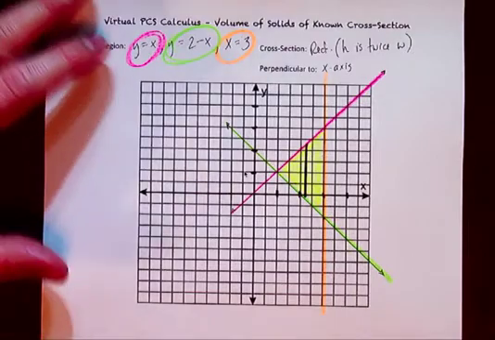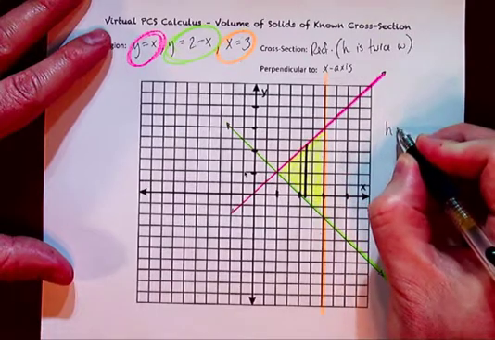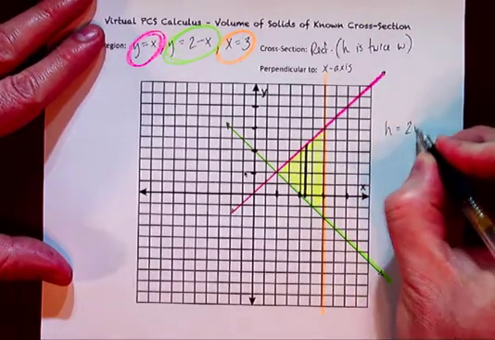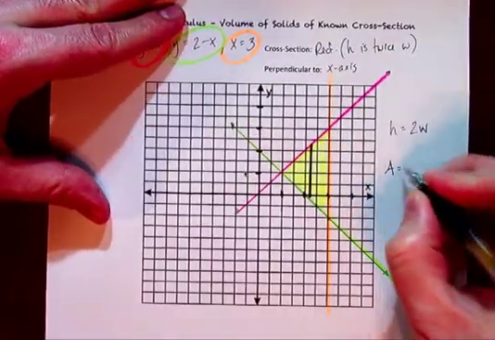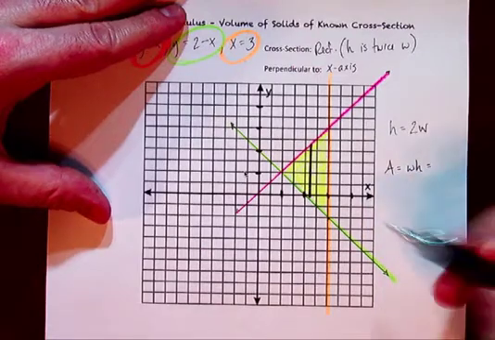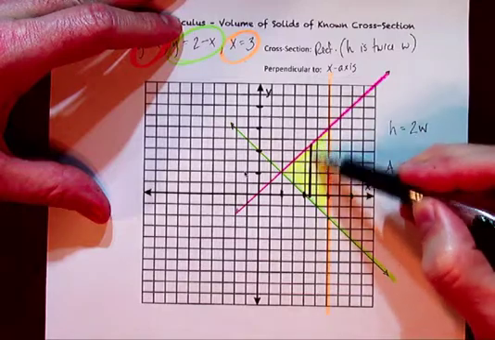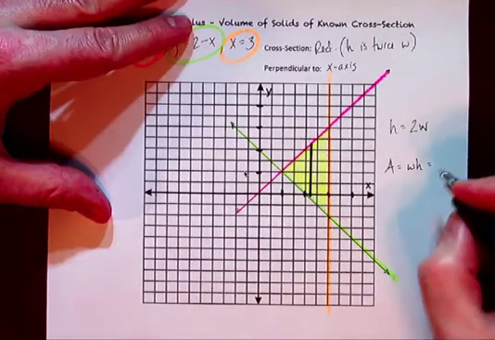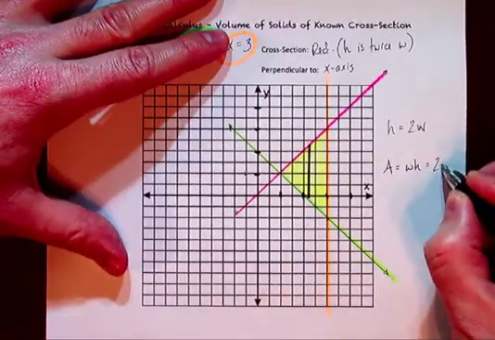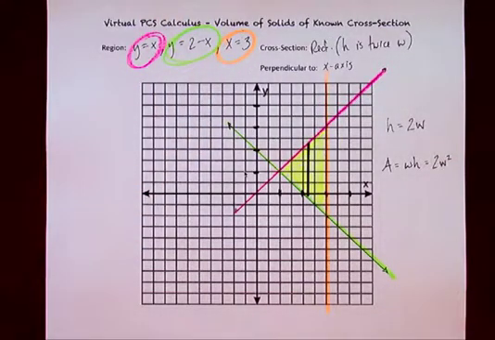And so if the height is twice the width, I know that height is 2 times the width. And if the area of a rectangle is width times height, and I know that my width is going to be my s of x, right? It's basically I need it in terms of width, not in terms of how far it comes off the page. So it's going to be 2w squared. So for this particular one, we're going to have a constant of 2 sitting out in front of the integral.